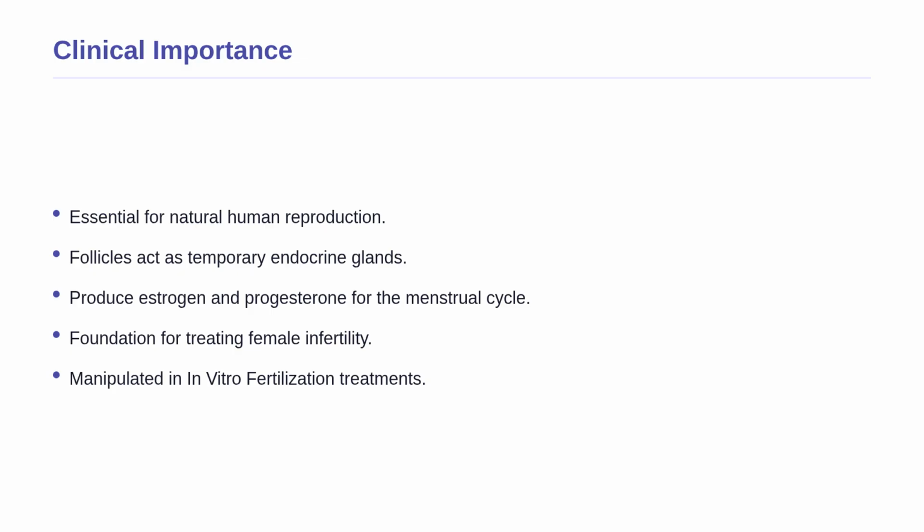In the real world, understanding this process is the absolute foundation of treating female infertility. Doctors use specific medications to manipulate this exact process, rescuing multiple follicles from dying off, so they can harvest several mature eggs at once for in vitro fertilization.